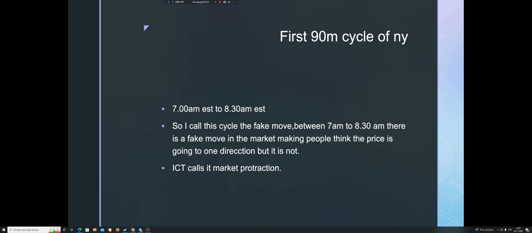And here comes the big part. I call this cycle the fake move. Why? Between 7 AM to 8:30 AM each time, there is a fake move in the market, making people think the price is going in one direction, but it is not. ICT calls it market protraction.